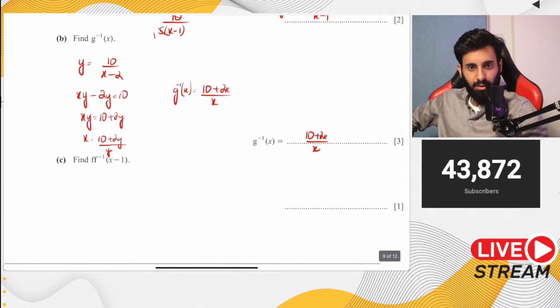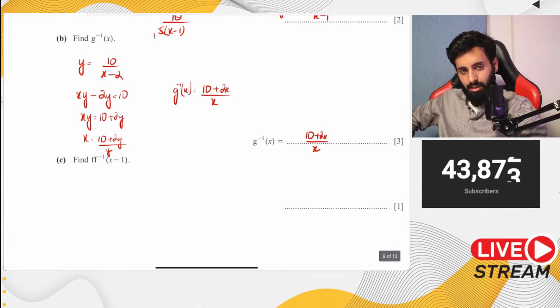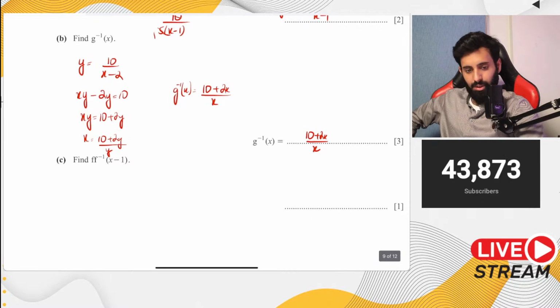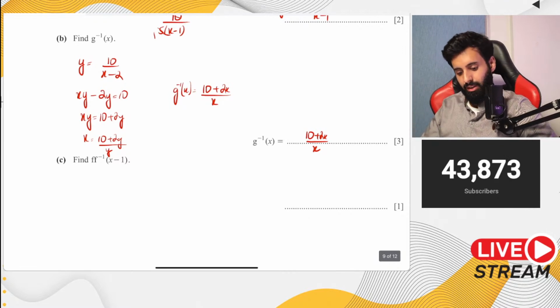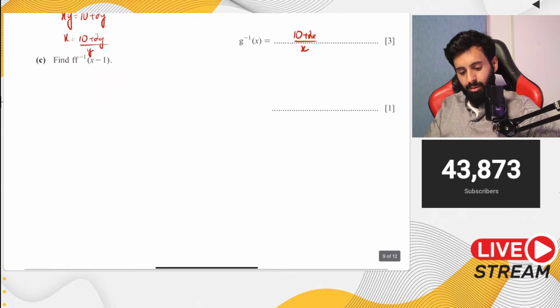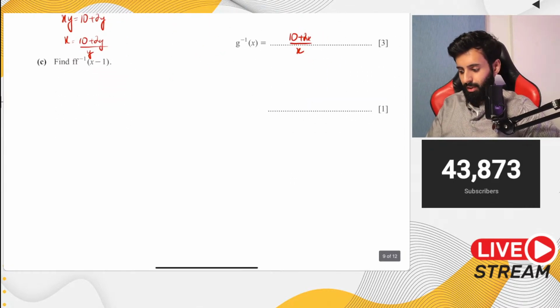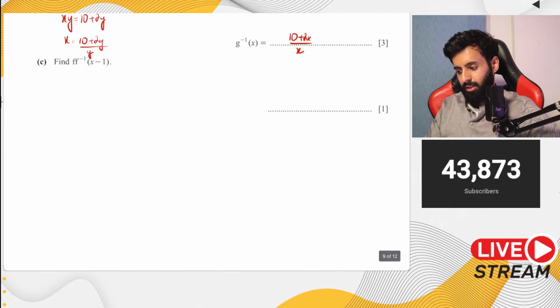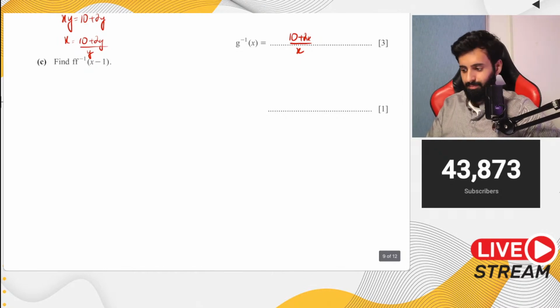Okay, what about part C? There is a difficult way of doing part C. And there is an easy way of doing part C. I'll give you a hint. In the easier way, you don't even need to know what the functions are. In the more difficult way, yes, you need to know what the functions are.